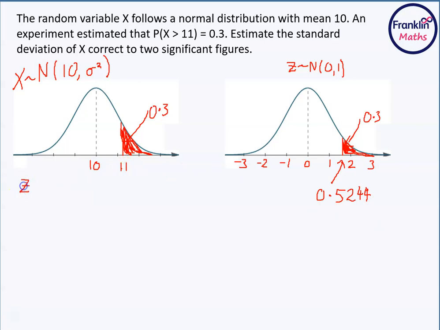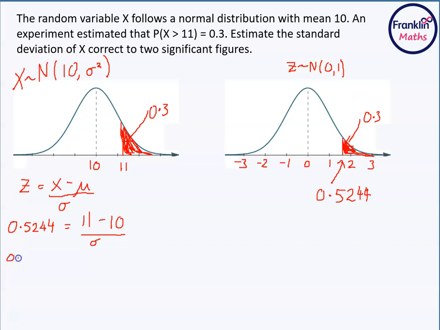So the Z score, which is over here, is equal to X minus mu over sigma. Again, we're going to fill in what we know. So we know that the Z score was 0.5244, and that's equal to, well, the X value is 11, 11 take away 10 over sigma. Quick rearrangement then.